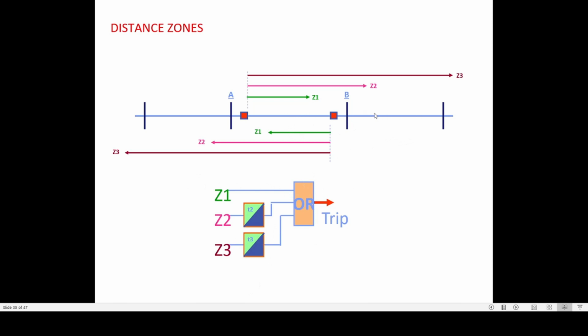And then the zone 3 time: zone 3 comes into the picture only if the relay at substation B fails to operate, and that means the zone 3 time will be more than the zone 2 time. This zone 3 time is generally set in power grid or in Indian utilities from 800 to 1000 milliseconds.